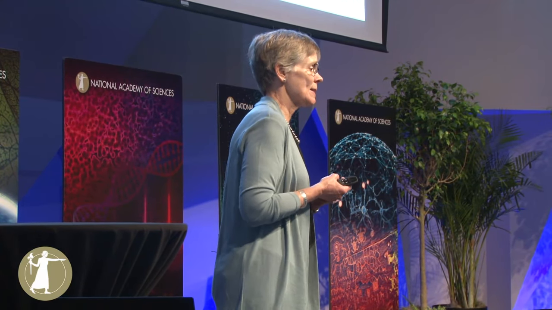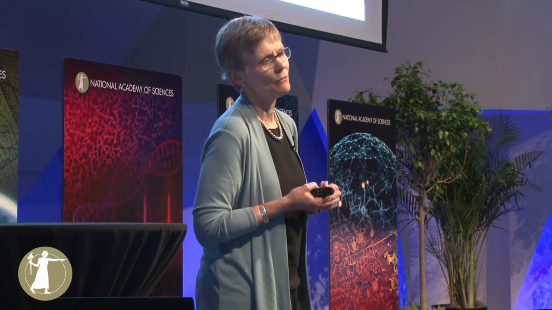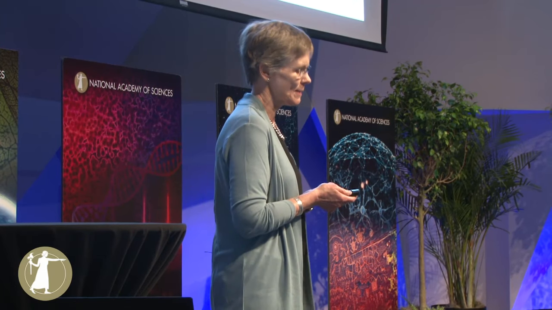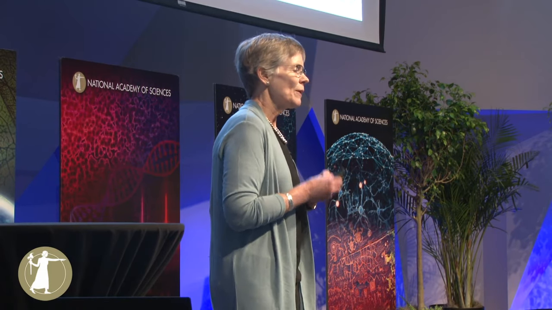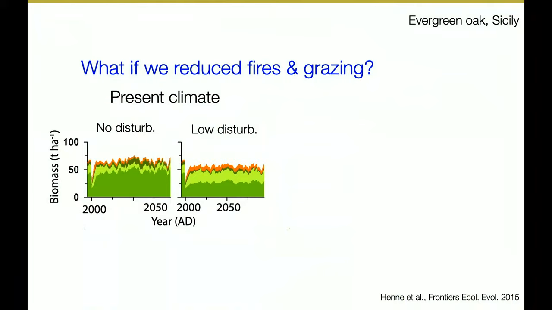You can ask, well, what would it take to bring this tree back to Sicily? What if we took out fires and grazing, for example? Could we bring Quercus ilex back to the landscape? Well, landscape models give us some idea of what's possible. If we took disturbance out or if we had low disturbance, we could bring this tree back probably within the next 60 years or so, if we could keep those levels of disturbance down.